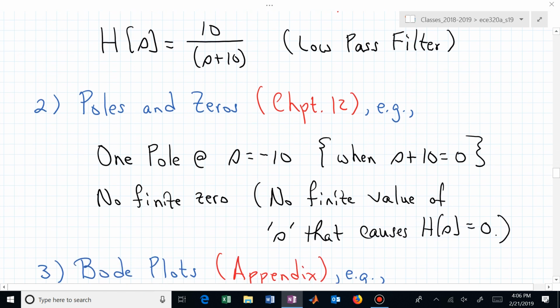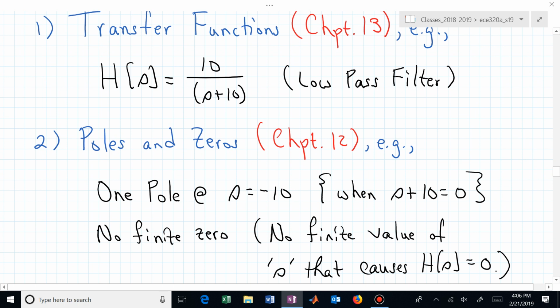We've already talked about poles and zeros in chapter 12. That's what Laplace transforms allows us to do. For this H of s, we don't have any finite zeros. There's no finite value of s that causes H of s to vanish or causes the numerator to disappear. There is a value of s that causes the denominator to vanish.